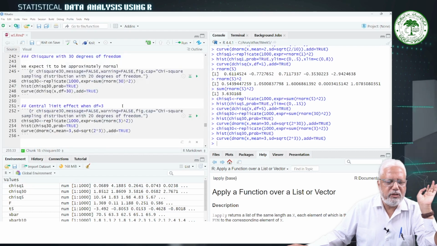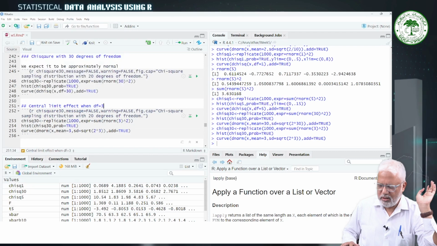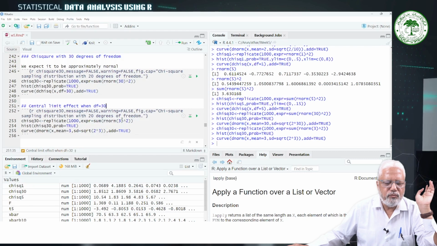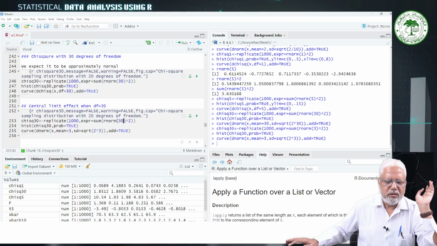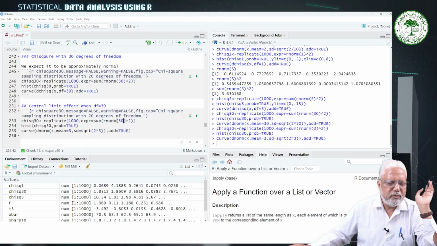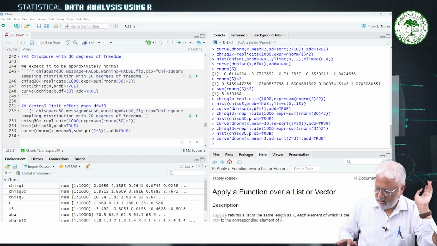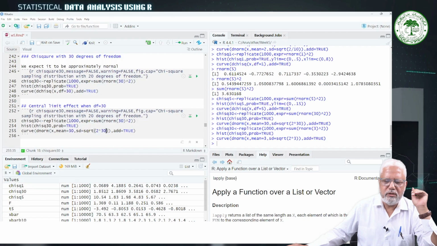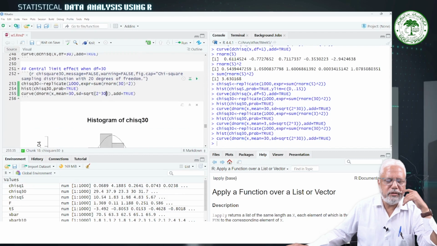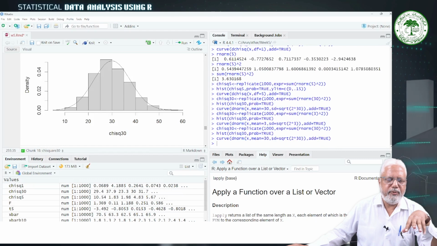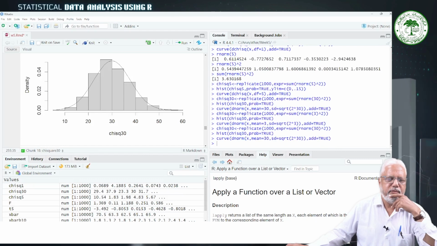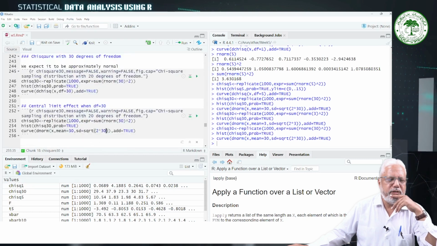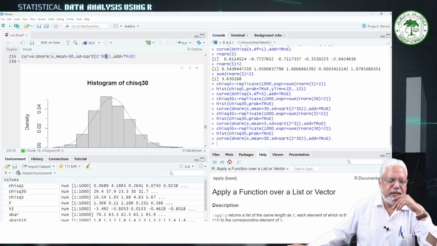Whereas in case of 30, see what happens. 30 here, and we are making 30 here, and then 30 here, and then 2 into 30 here. So in this situation, central limit effect is better. So here it approximates better, in a better manner. So this was all about central limit effect when parent population is chi-square distribution.